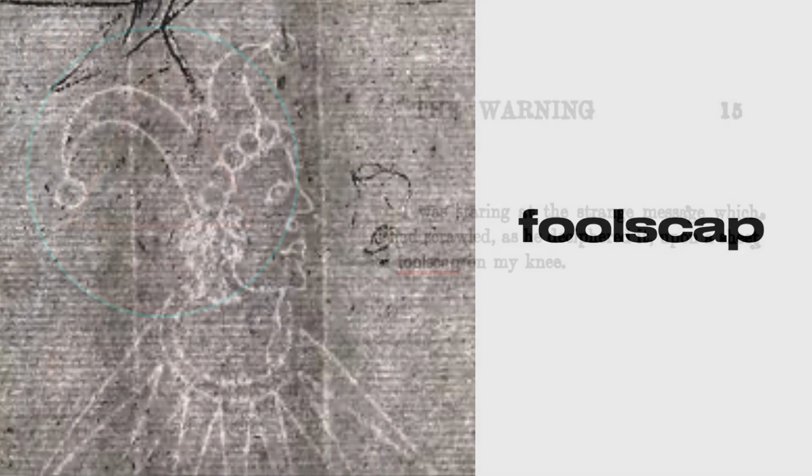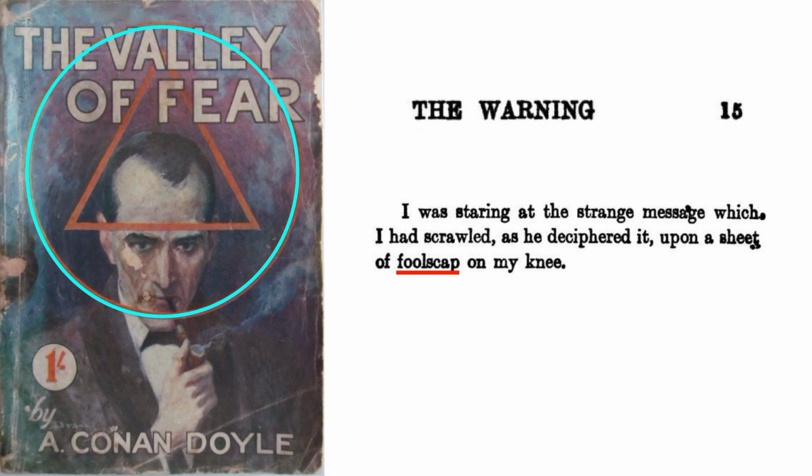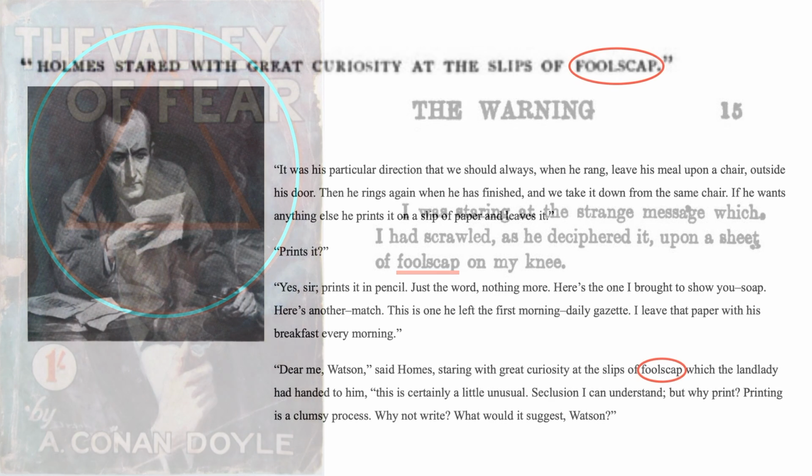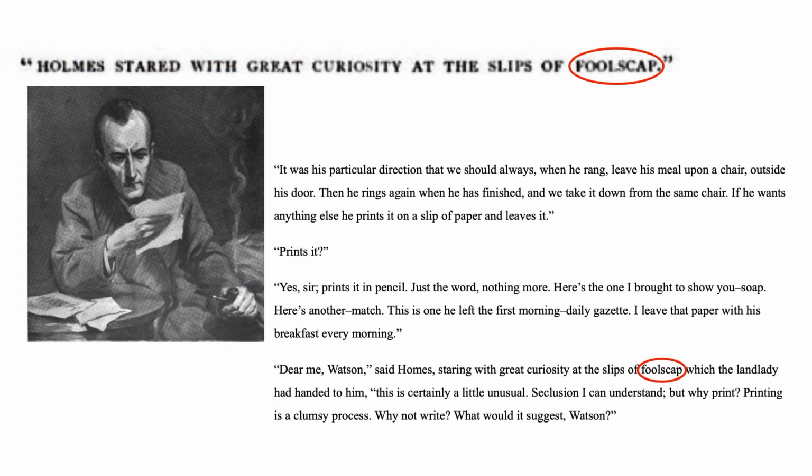Arthur Conan Doyle referred to Foolscap many times in the Sherlock Holmes mysteries. One notable reference was made in The Adventure of the Red Circle, when slips of Foolscap were presented to Holmes.